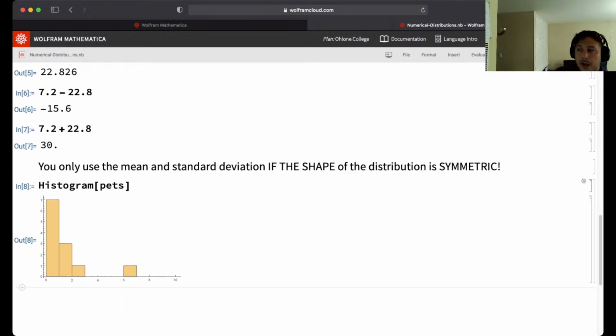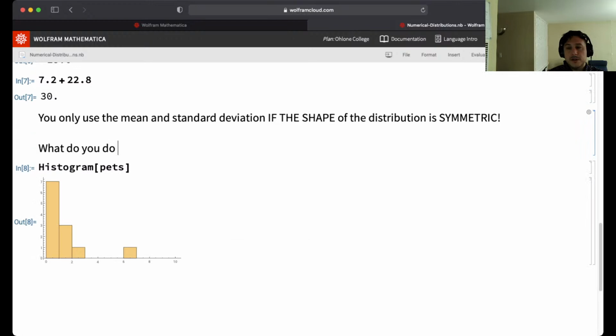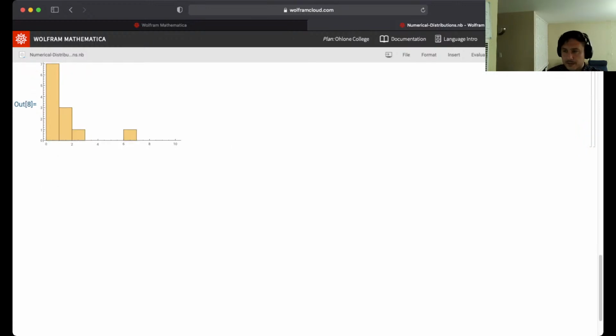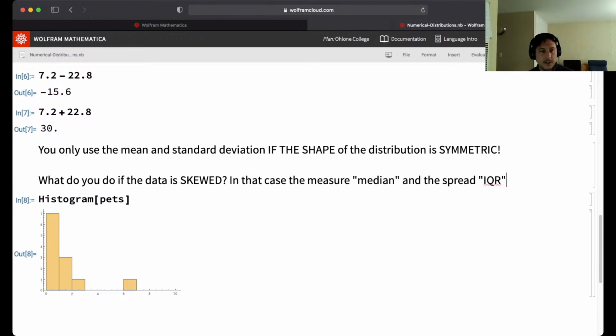So we're going to start learning about other centers and spreads. The mean and the standard deviation are only applicable if the shape is symmetric. So, what do you do if the data is skewed? In that case, the measure is going to be something called the median, and the spread is something called the interquartile range, which is called IQR. We're going to talk about that now.